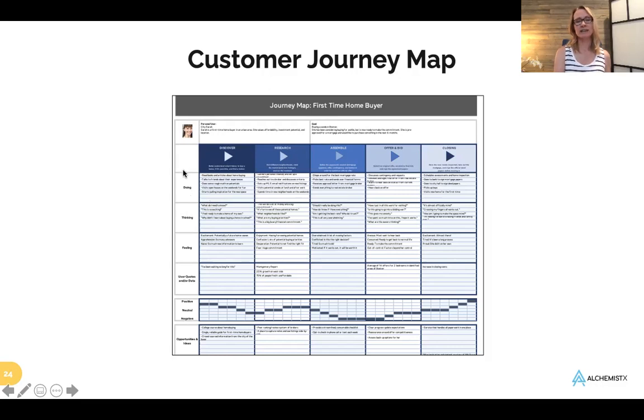The things going down the side are actually the experiences that they're having. What are they doing? What are they thinking? What are they feeling? Any kind of user quotes. This is a visual of their experience. These are positive to negative. So the things that you see higher are more positive experiences. The areas that are lower are more negative experiences. So it's a way to visualize where they are.